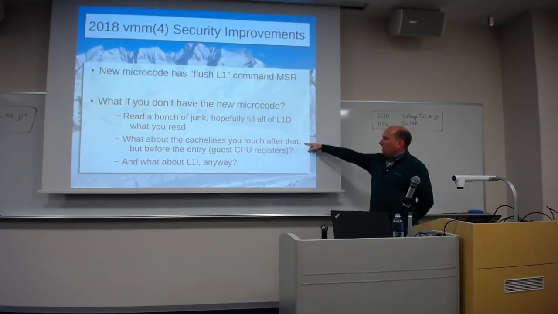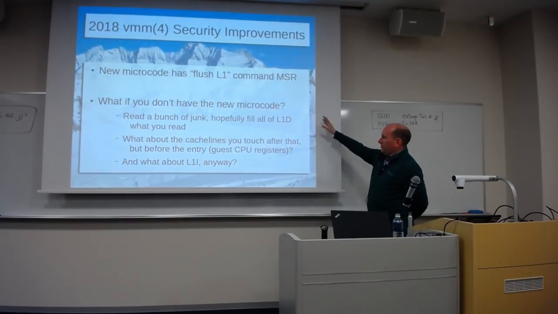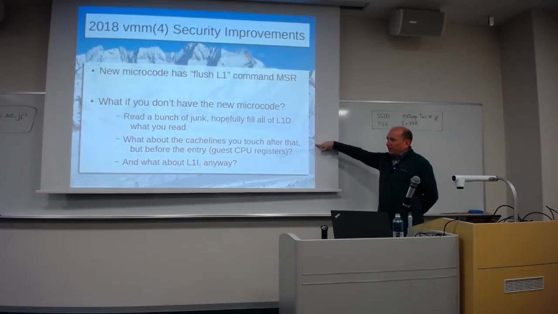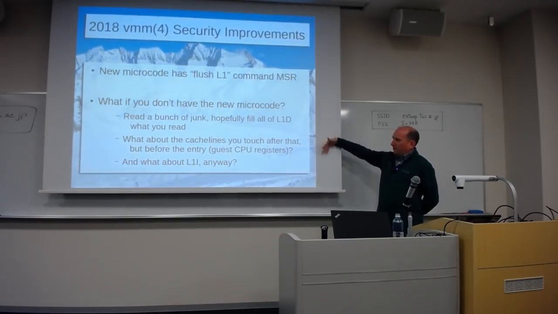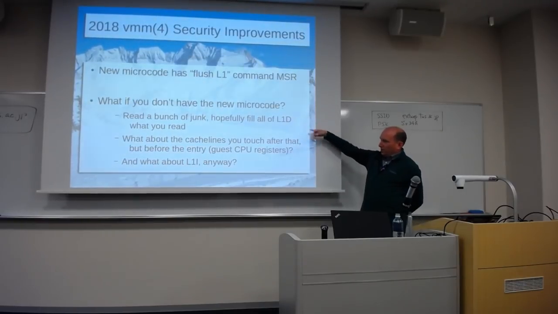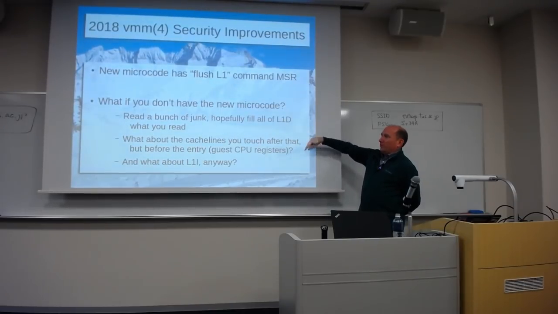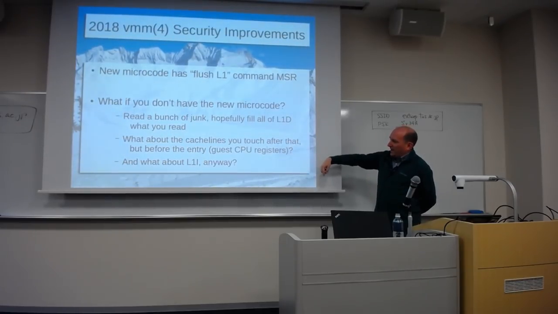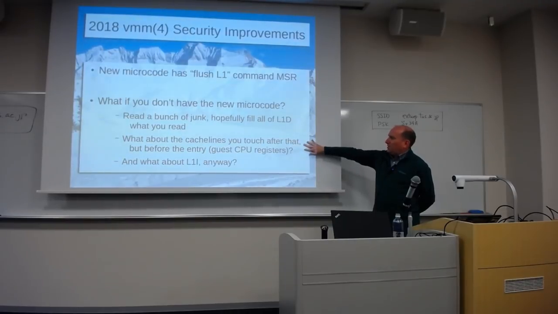But one thing that it didn't look like anybody else was doing is, okay, so you flushed all this out of the cache, but you generally can't immediately do a VM launch after that, because you're going to have to do some cleanup of the variables you want to load. In your loop to read all the junk, you've used some registers that you now have to replace with ones for the guest. So what about those cache lines that you've now touched? Those now get loaded into the cache. So there's this extra piece that I think we do that other OSs don't, or at least didn't when we fixed this. Maybe they do now.